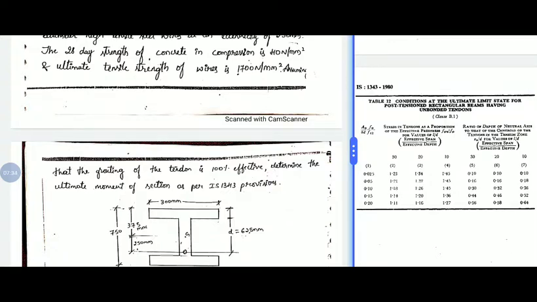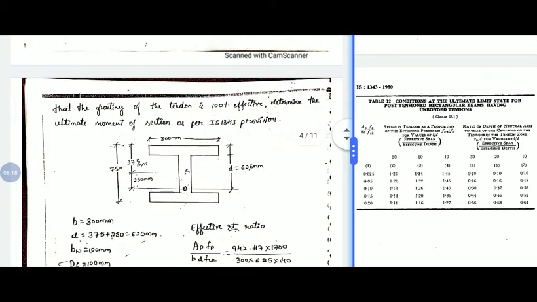In this case, see, in the question it is given that it is a post-tensioned beam, but it is also given that grouting of the tendon is 100% effective. So that means you need to consider it as a post-tensioned beam with bonded tendons, and here an I section is given, that is a flanged section. So case number 2, bonded flanged section, is what we need to consider here.